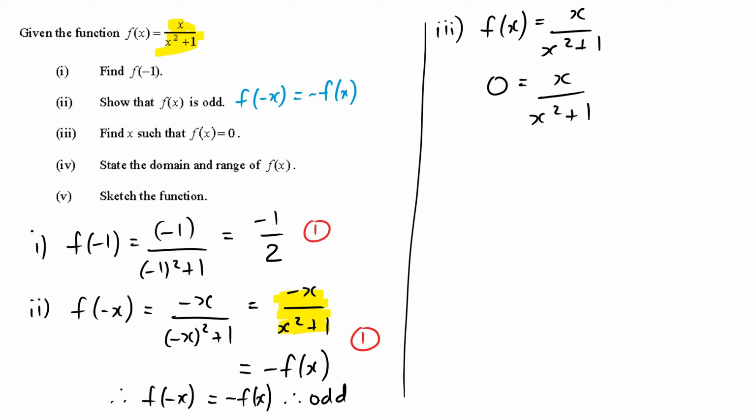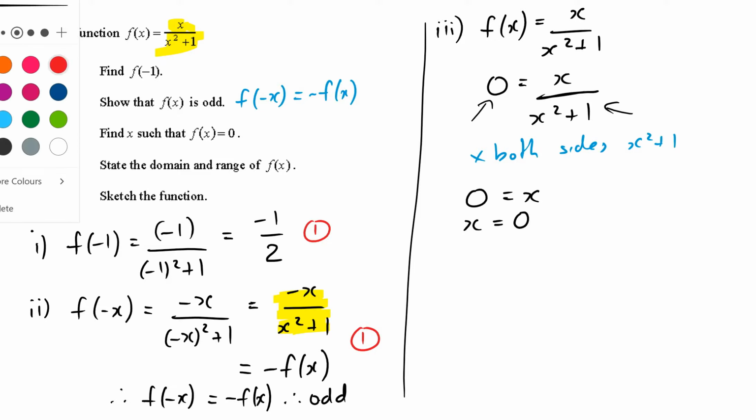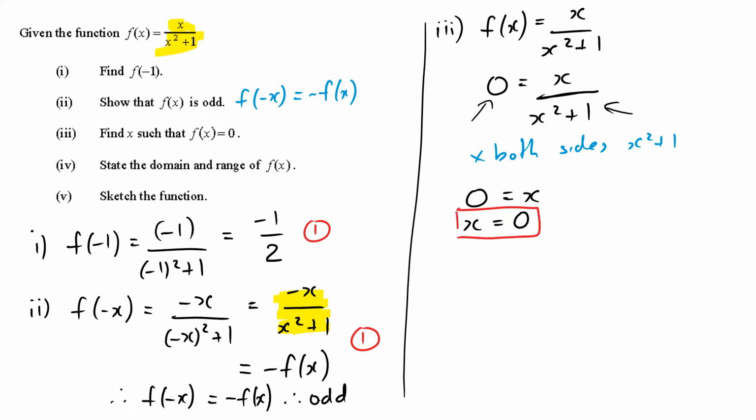Now, this might look like a hard equation to solve, but if you just multiply both sides by x squared plus 1, what's going to happen is that if you multiply the left-hand side, the 0, with x squared plus 1, you're going to get 0. And then if you multiply the right-hand side with x squared plus 1, you're just going to get x. So what that means is x is 0 when f(x) is 0. So that is your solution. It's just basically solving an equation, and that is worth 1 mark as well.